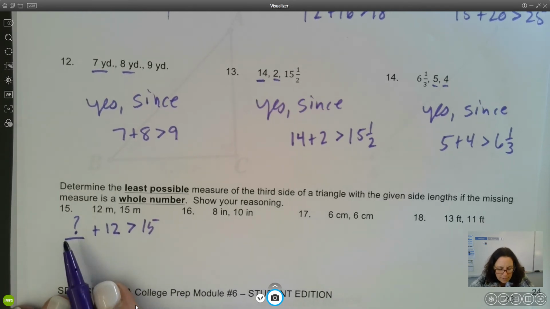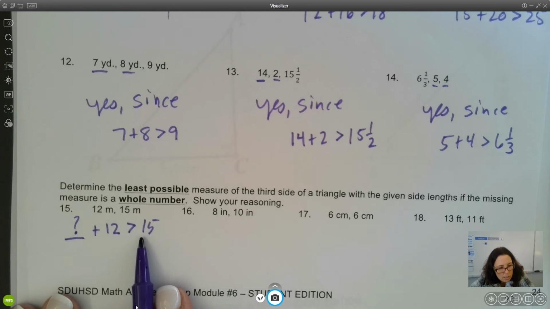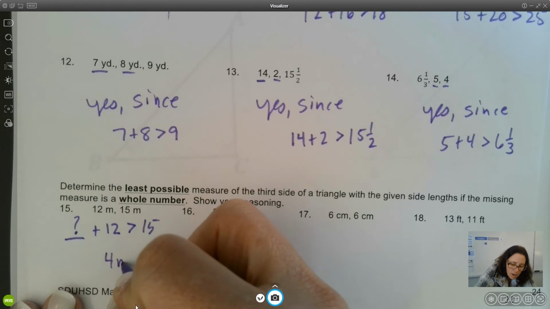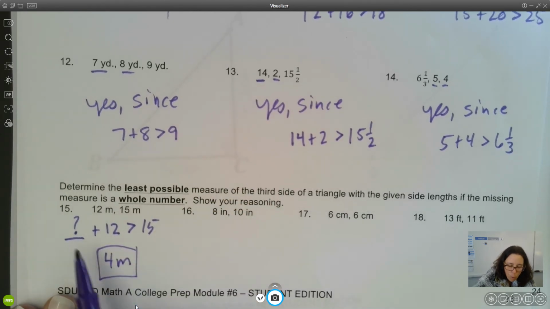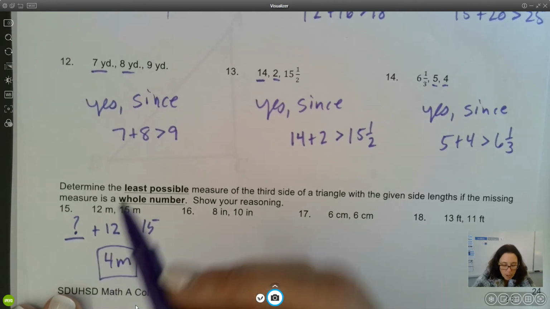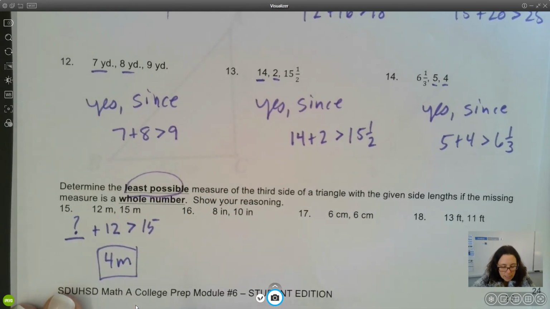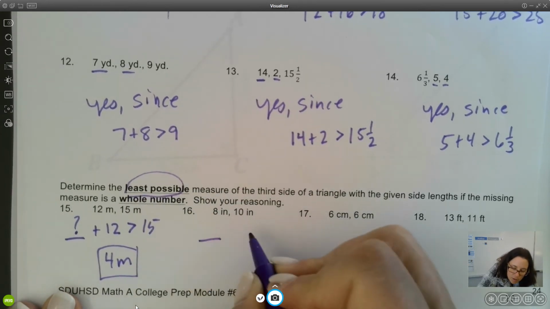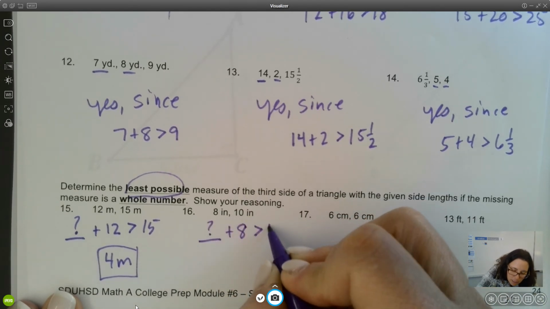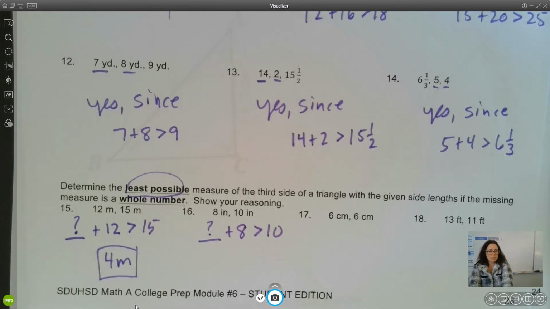Okay, so let's think about that. If I put a 3 in there, I'm equal. So I need to go one more than that. So 4 meters. Let's think about that. 4 plus 12 is 16. That's bigger than 15. Couldn't I put 10 in here? That's 22. Couldn't I put 100 in here? Yes. But the least possible is 4.